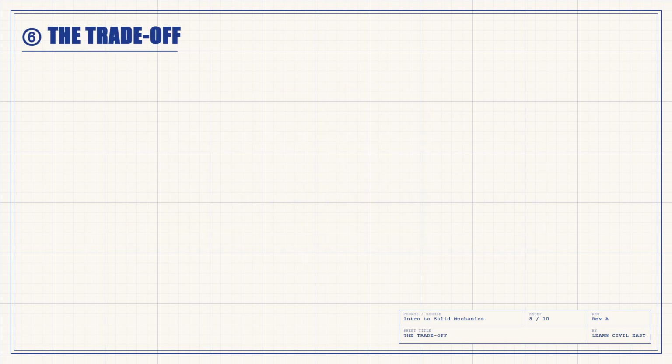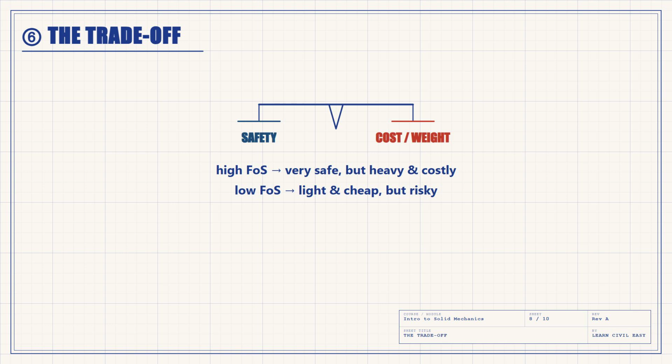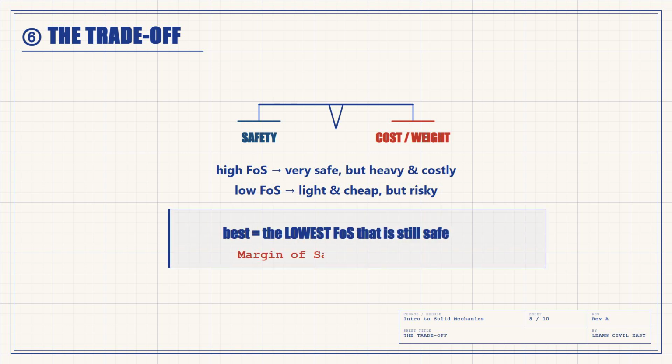So should we just make the factor of safety huge to be extra safe? No. A high factor of safety means a heavier, bulkier, more expensive part. A low one is light and cheap but risky. Good design walks the line, the lowest factor of safety that is still safe, and one quick term. The margin of safety is simply the factor of safety minus 1.